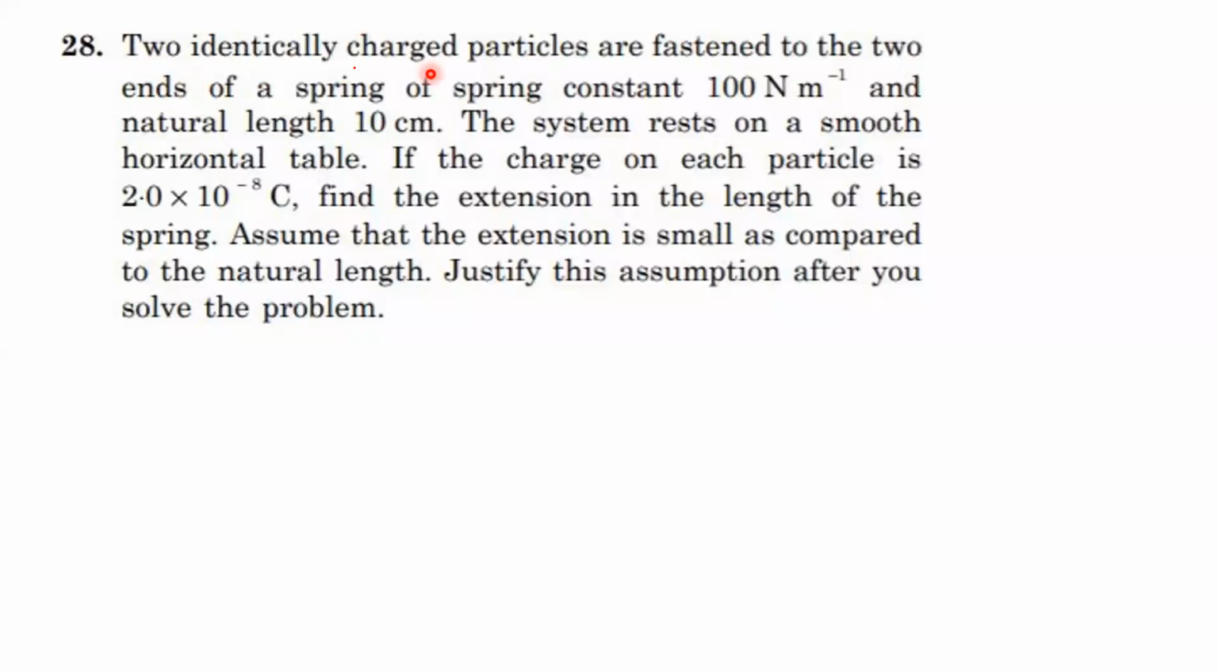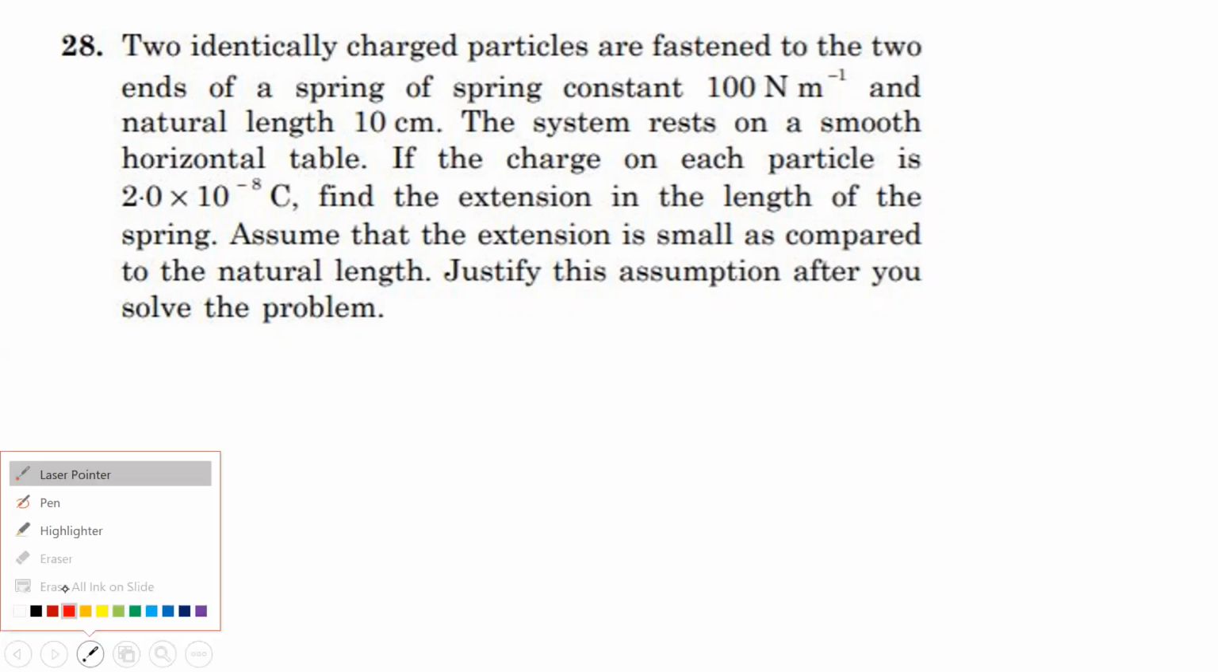Two identically charged particles are fastened to the two ends of a spring of spring constant 100 Newton per meter and natural length 10 centimeter. The system rests on a smooth horizontal table. If the charge on each particle is 2 × 10^−8 coulomb, find the extension in the length of the spring. Assume that the extension is small as compared to the natural length.